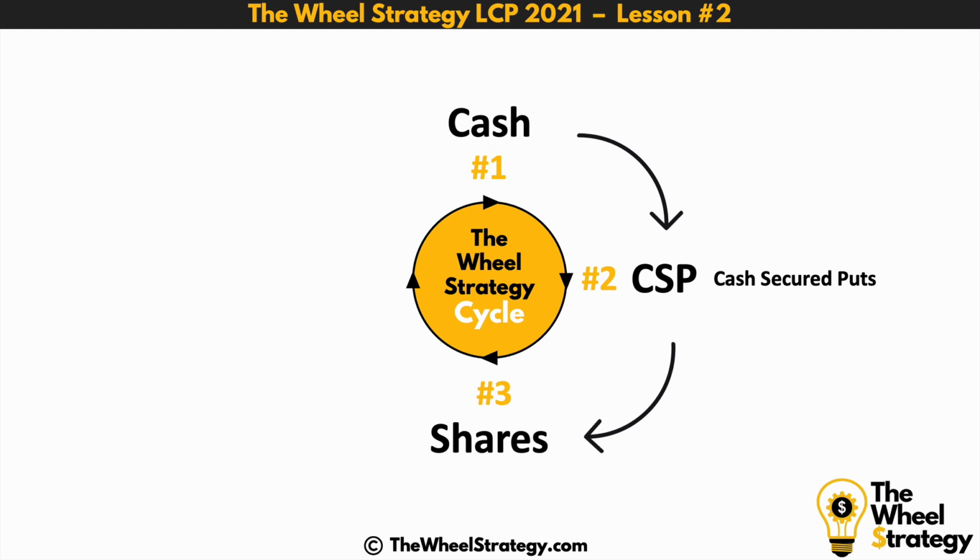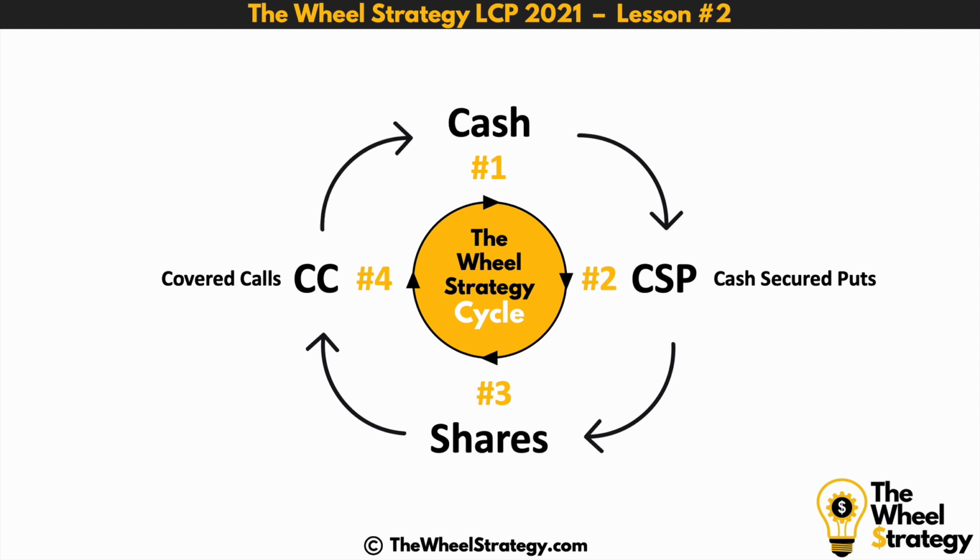That may end up in the ownership of the shares, because if we get assigned, we're going to be forced to buy the shares at a price that probably at that time is not that favorable, but we are going to end up being a shareholder. Then, when we own the shares, we can sell covered calls. This time, we are selling the option on the call side, and the collateral are the shares. No more the cash, but the shares of the stock.